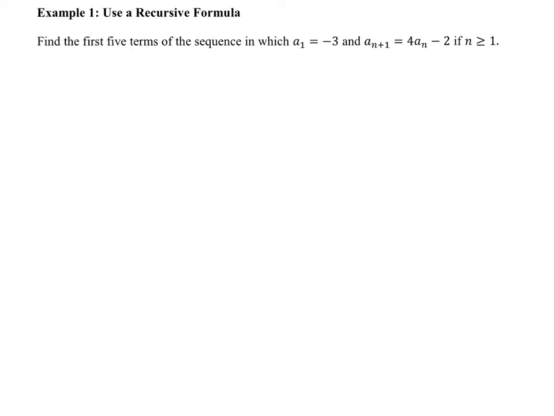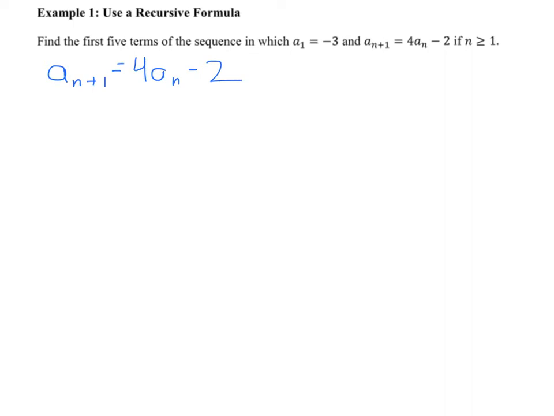So in example 1, we're going to be using a recursive formula. It says find the first 5 terms of the sequence in which a sub 1 equals negative 3 and a sub n plus 1 is equal to 4 a sub n minus 2 if n is greater than or equal to 1. So first of all, we want to start off with our formula, which is just a sub n plus 1 equals 4 times a sub n minus 2. And we know what a sub 1 is because they gave that to us.